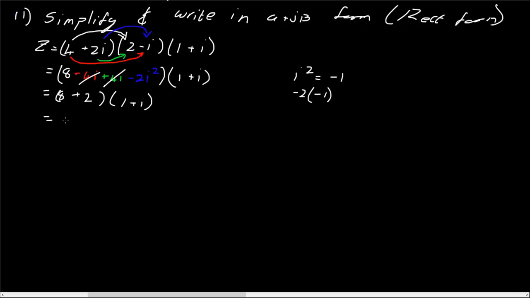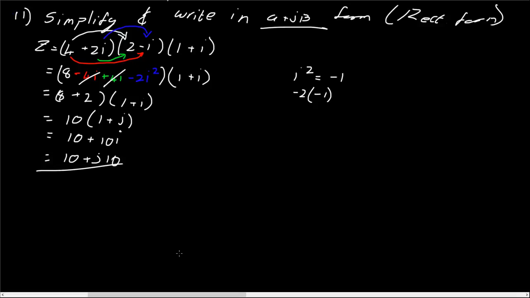So that is going to be equal to 10 times 1 plus j or i. Don't mix them like I'm mixing them. That's bad practice. So let's multiply the 10 in and we're just left with 10 plus 10i. And they said write in the form a plus jb. So that is 10 plus j10. Fantastic. That's question 11 done and dusted.